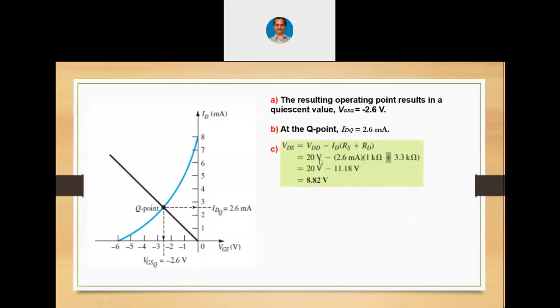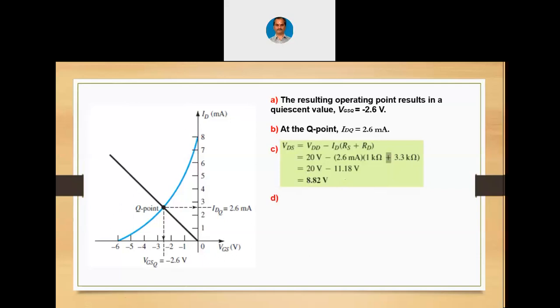So now VDS equals VDD minus ID into RS plus RD. This equation you should remember. Simply visualize the circuit diagram of the self bias once again: at the top there is the drain resistor, at the bottom there is a source resistor, in between there is the JFET. So if you have to find VDS, it is VDD minus ID into RS plus RD. Substitute all the values, you will get VDS as 8.82 volts.